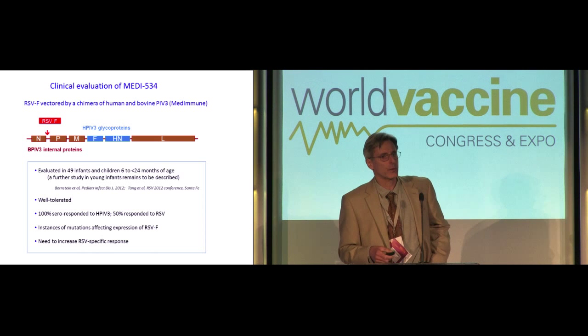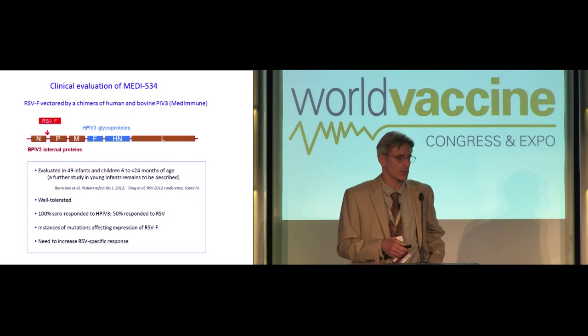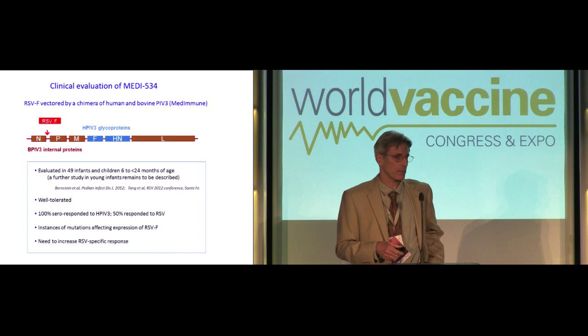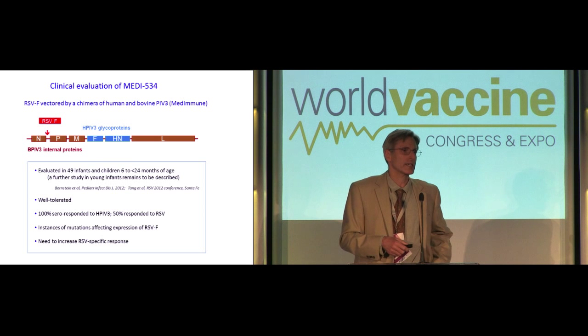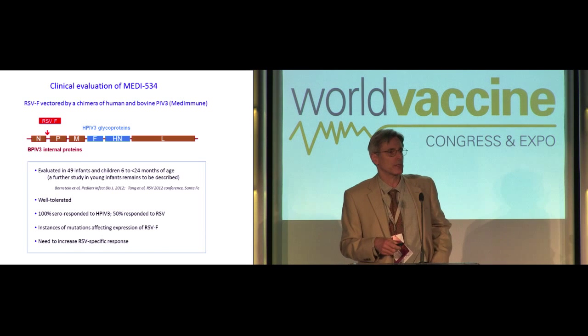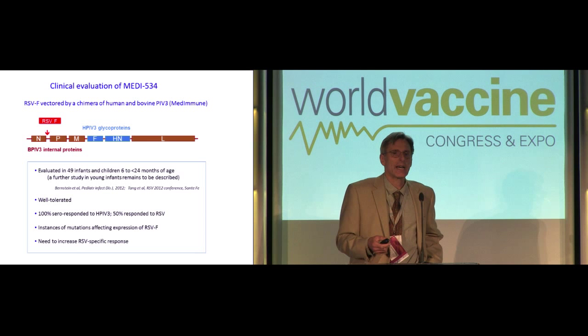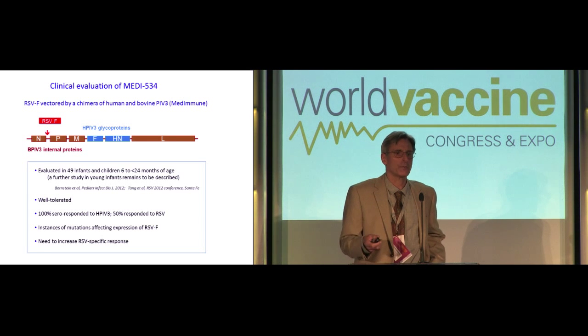So this has been evaluated and reported in infants and children 6 months and older by MedImmune, and they have a further study that they haven't released yet. So in the published study, this vaccine was well tolerated. It was immunogenic against PIV3, somewhat less immunogenic against RSV. There is some evidence of instability in the F insert, so that would be something that needs to be monitored. And we're working now to see if we can increase the level of F protein immunity that's induced by this vaccine.